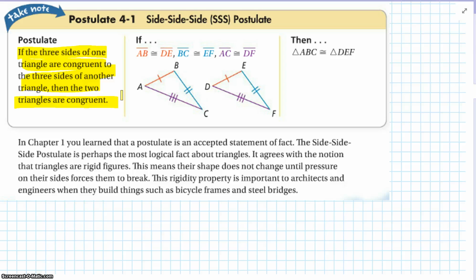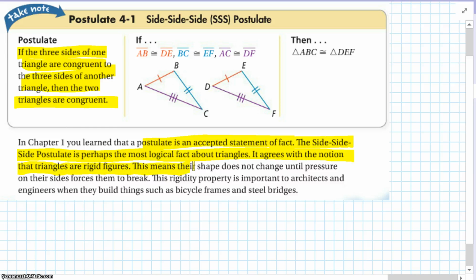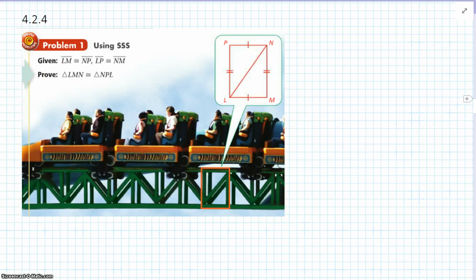Okay? In chapter 1, we learned a postulate that accepts the statement of fact. The side, side, side postulate is perhaps the most logical fact about triangles. It agrees with the notion that triangles are rigid figures. This means their shape does not change until pressure on the side forces them to break. The rigidity property is important to architects and engineers when they build such things as bicycle frames and steel bridges.